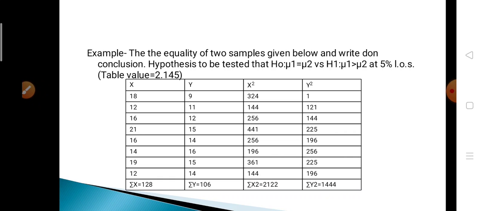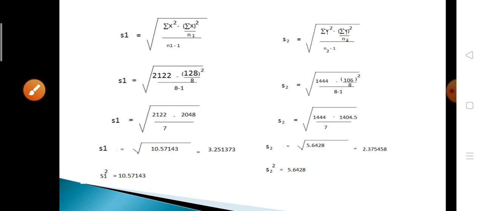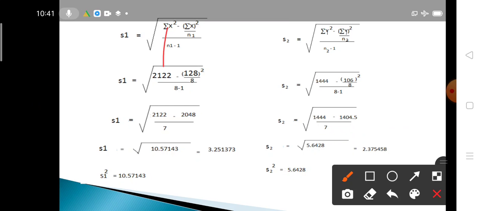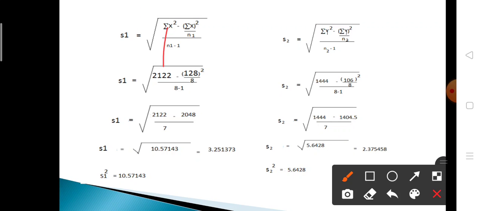Okay, now just plug all the values in the formula of S1 and S2. Here the formula S1 is summation x square. So summation x square value is 2122. Then summation x only. Summation x is 128 and its square divided by n1. We are given 8 values. So 8, whole divided by 8 minus 1. Now 8 minus 1 is 7. But 128 square divided by 8 value is 2048.